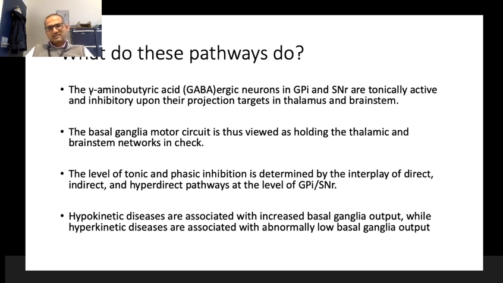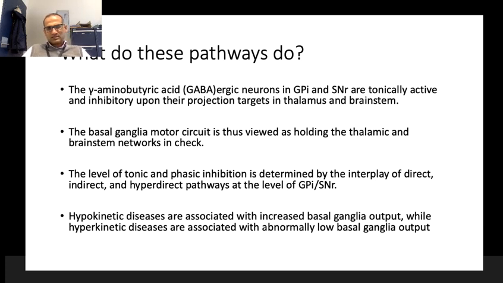What do these pathways do? Basically, the GABAergic neurons in the GPi and substantia nigra pars reticulata are tonically active all the time, and they have an inhibitory action on the thalamus and the brainstem.